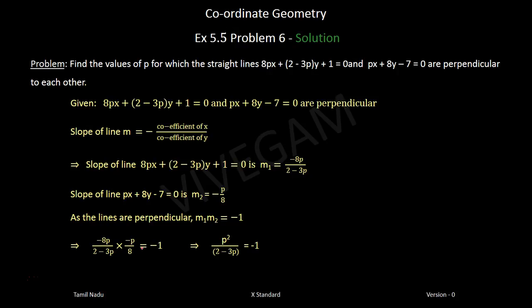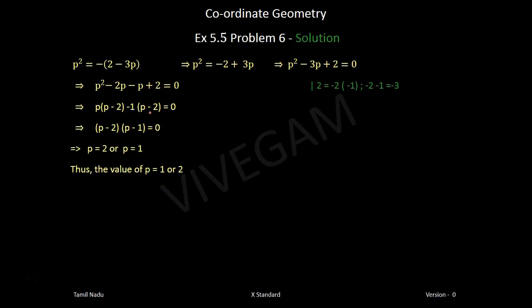And then what will happen? You will get p square divided by 2 minus 3p equal to -1. Now you cross multiply and simplify, you will get a quadratic equation. When you cross multiply, you will get p square equals minus of 2 minus 3p. Now we expand this: minus 2 plus 3p. Then this will become p square minus 3p plus 2 equal to 0. So this is a quadratic equation in p.